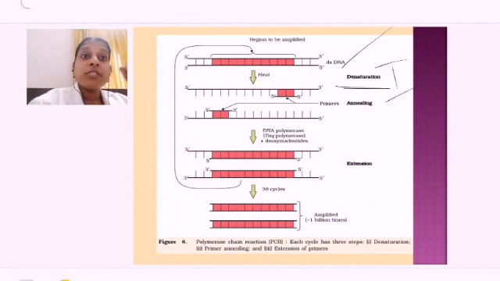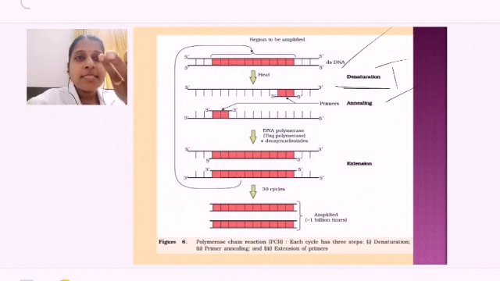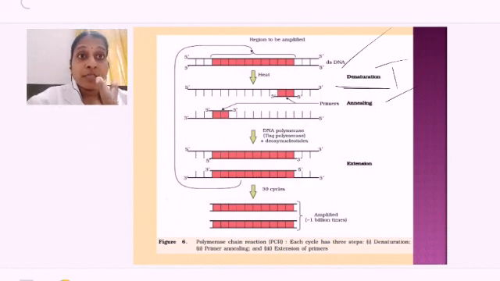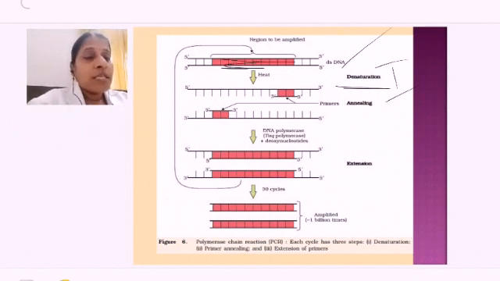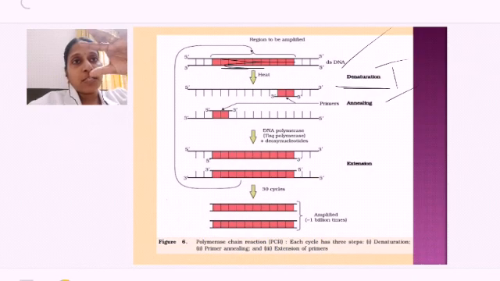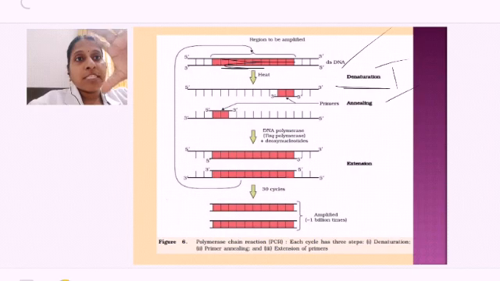What is denaturation? Heating. I am going to raise the temperature of the medium where I carry out this process. The DNA fragment is taken and put in the PCR machine. There, the temperature is raised a bit. Now, when the temperature is raised, the hydrogen bonds between these two strands break. This is one strand and this is another strand. So these strands will separate.